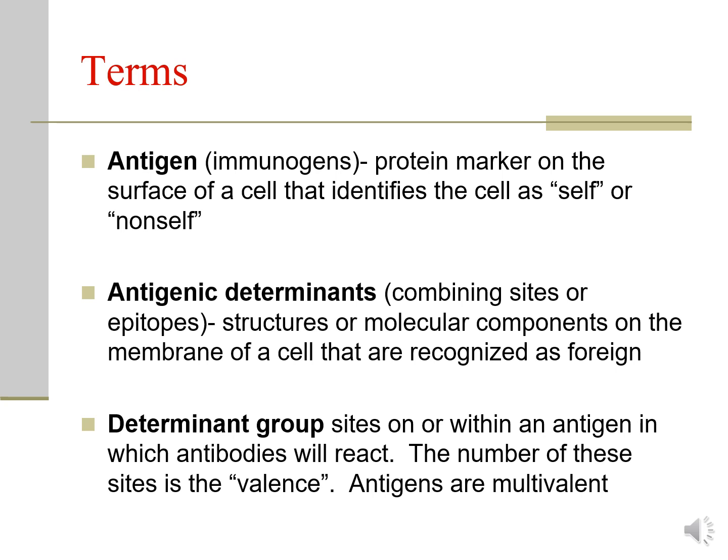An antigenic determinant is combining sites or epitopes, structures or molecular components on the membrane of a cell that are recognized as foreign. A determinant group is sites on or within an antigen in which antibodies will react. The number of these sites is the valence. So antigens are multivalent. This means they have many sites for which antibodies can react.